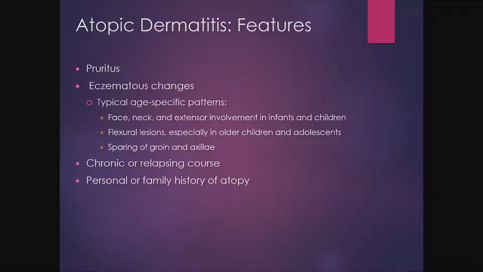The features include pruritus, eczematous changes, and this has a specific age distribution and age-specific pattern. Face, neck, and extensor involvement is noted in children and infants. Flexural involvement is more common in older children and adolescents, and the groin and axilla are spared. Adults usually have more hand and foot involvement. This can have a chronic or relapsing course, and there's often a personal or family history of atopy, including seasonal allergies or asthma.